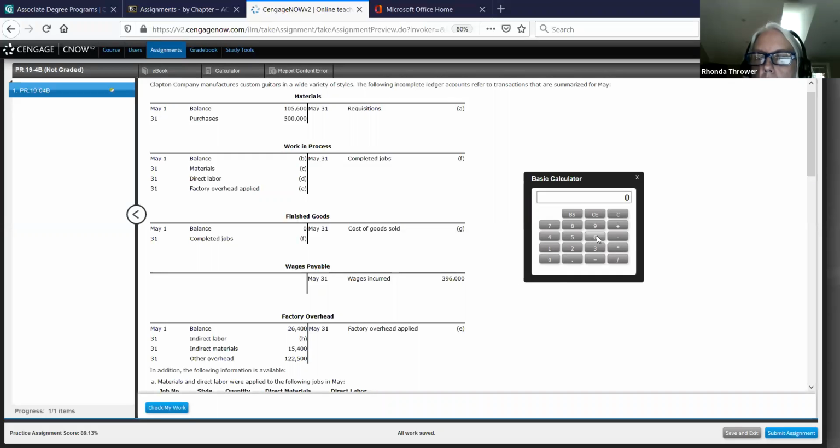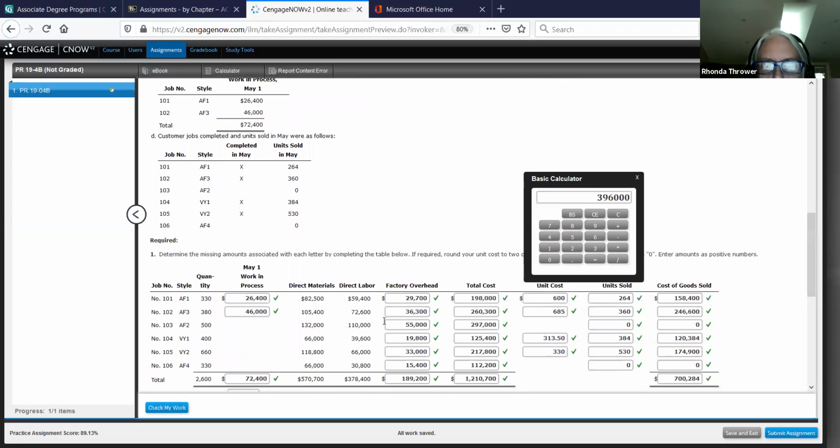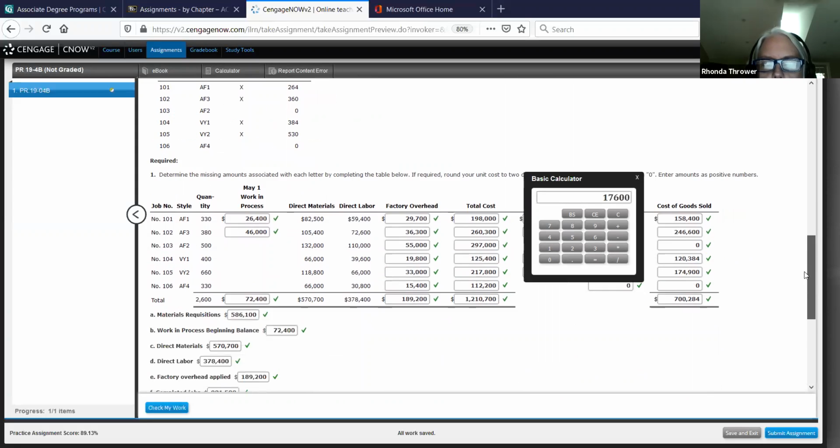So we're going to start with 396,000 of total labor. 396,000 is our total labor. We're going to subtract from this the direct labor that we know from our table. The direct labor was given right here at 378,400. What that will leave me with is my indirect labor of 17,600.